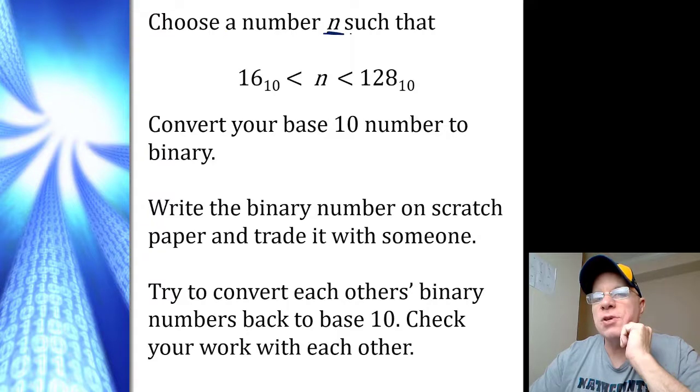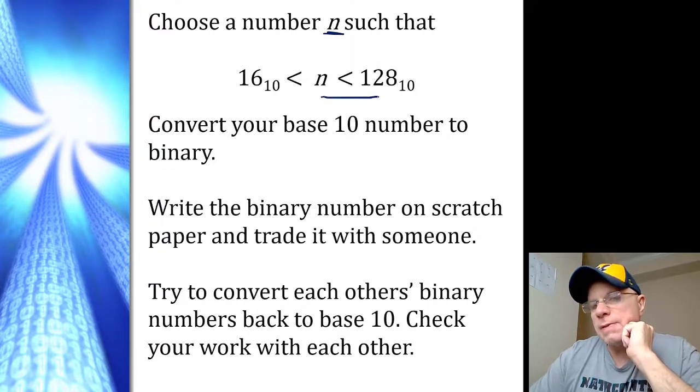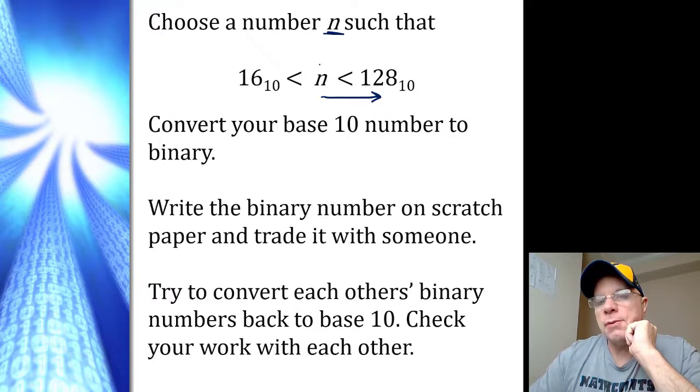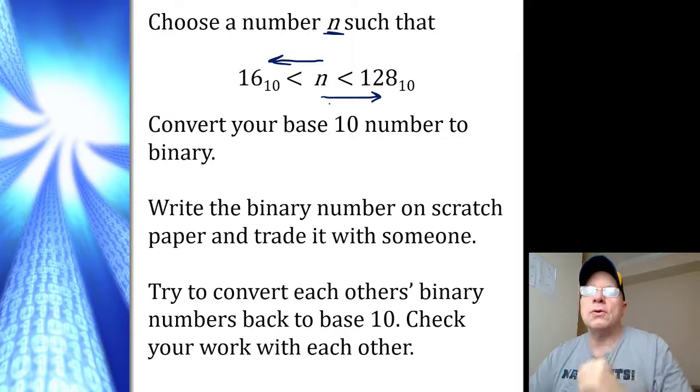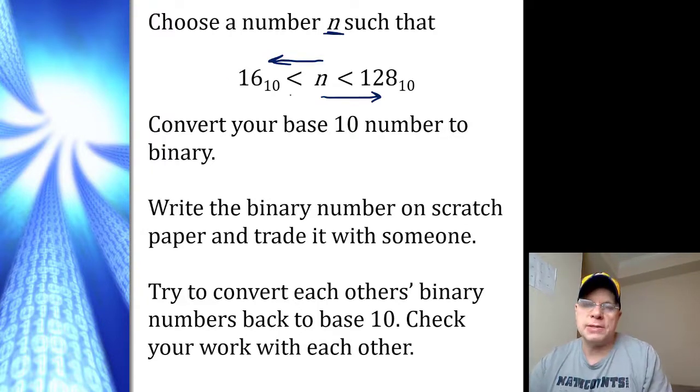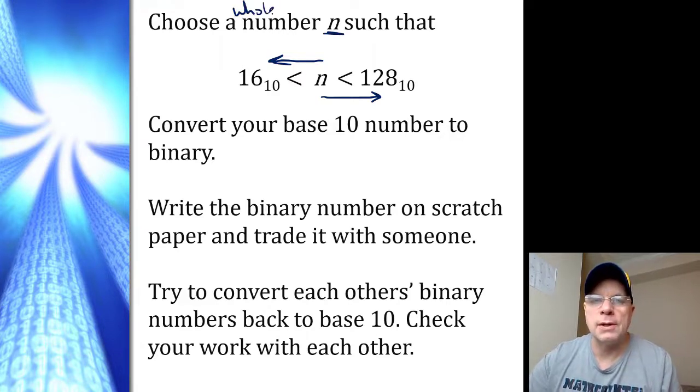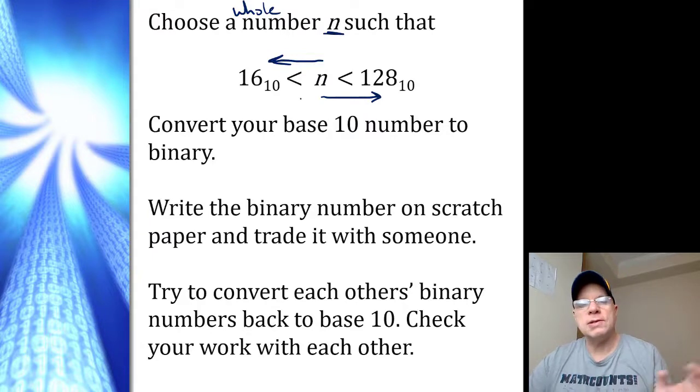Choose a number n, so we have some unknown number. If I start at the n and read this way, I want the number to be less than 128 in base 10. And if I read from the unknown number this way, it says n must be greater than 16 in base 10. So this compound inequality is basically saying choose any whole number that's greater than 16 but less than 128.